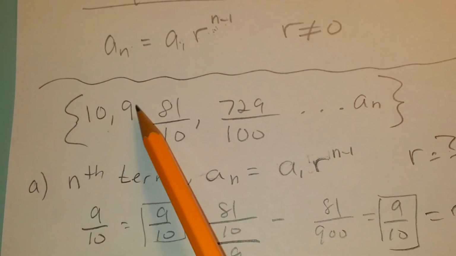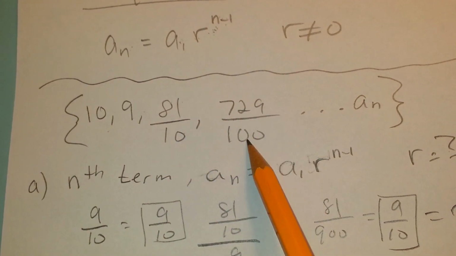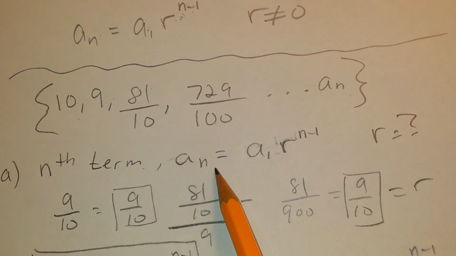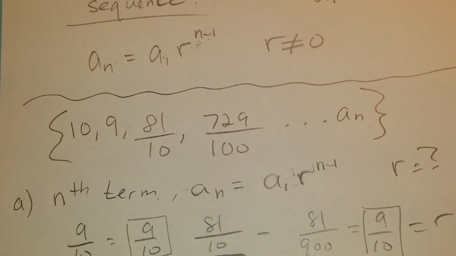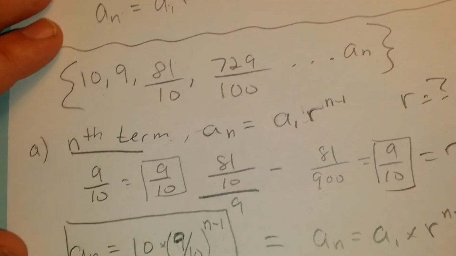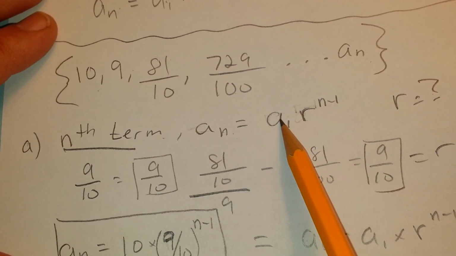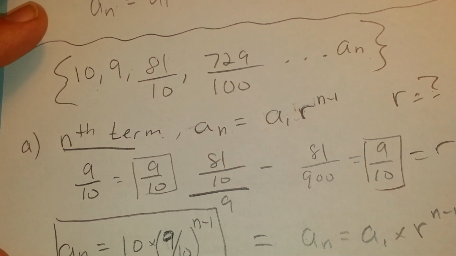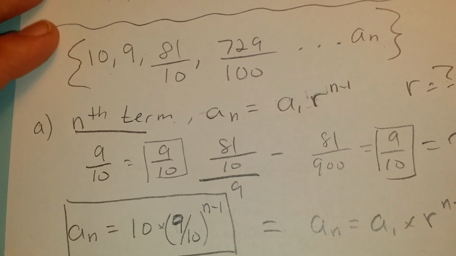Here's an example. 10, 9, 81 over 10, 729 over 100, all the way to a sub n. Let's find the nth term, get the formula. We want to find the nth term. So my formula is a sub n equals the first term times the common ratio to the n minus 1. Let's first get the common ratio.